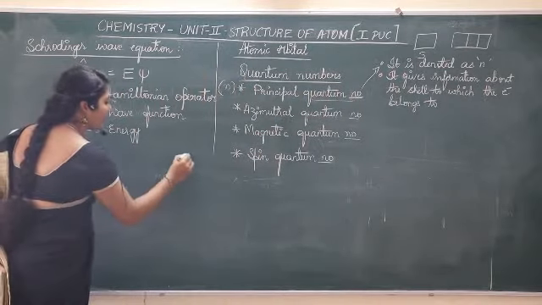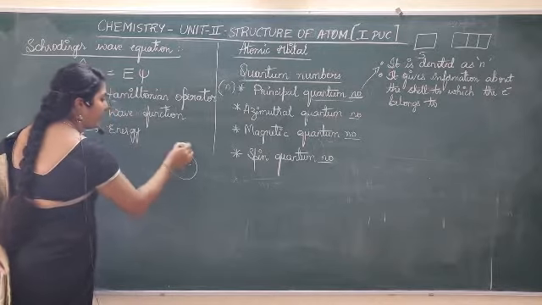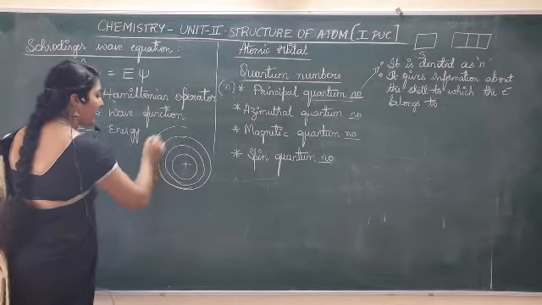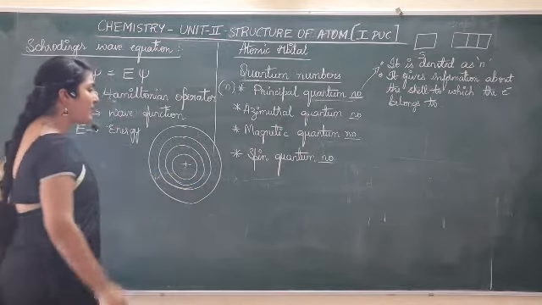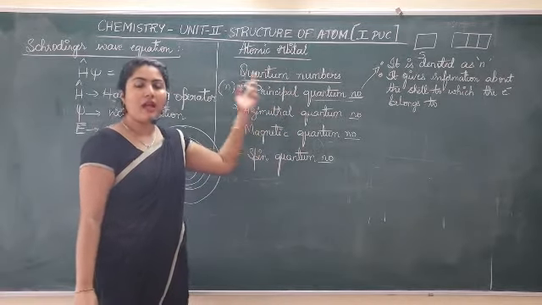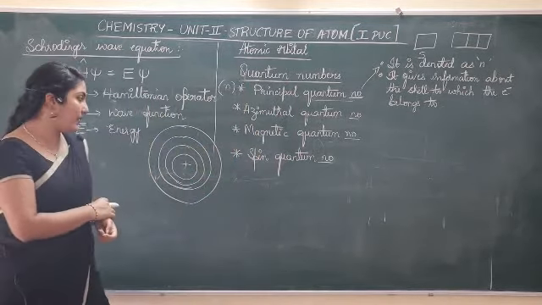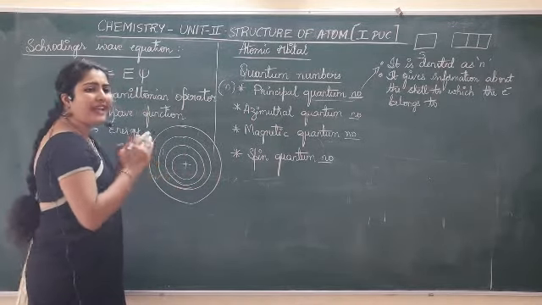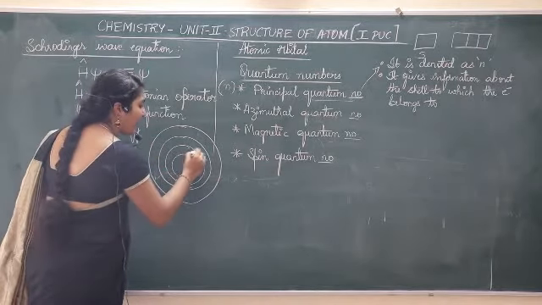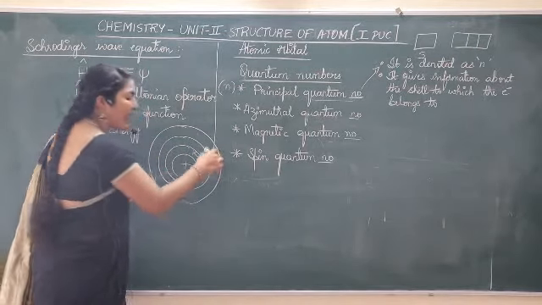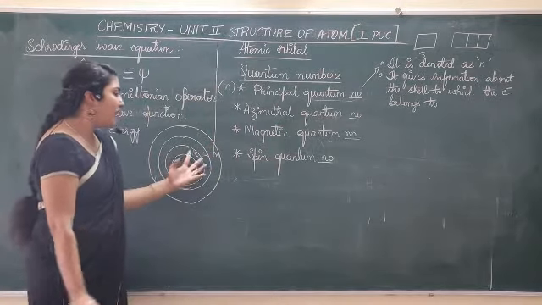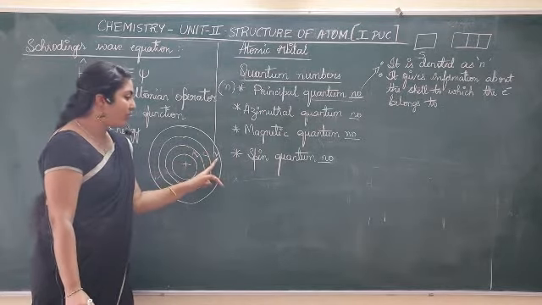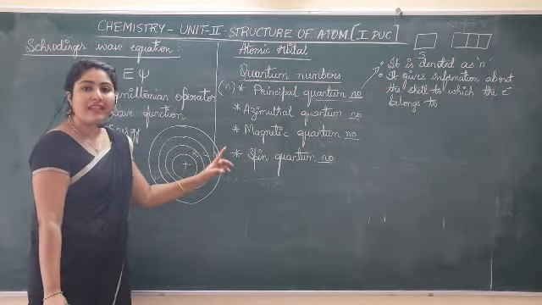See, now in general, we consider the nucleus and around it the orbits, isn't it? Now what does this value principal quantum number tell you? It tells us to which shell the electron belongs. So I was writing n is equal to 1, n is equal to 2, n is equal to 3, isn't it? In general, they consider this way. K shell, L shell, M shell, N shell, so on. That means n is equal to 1 means K shell, n is equal to 2 means L shell, n is equal to 3 means M shell, n is equal to 4 means N shell, like that.